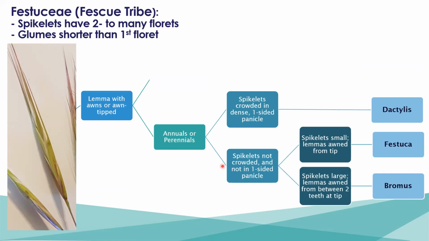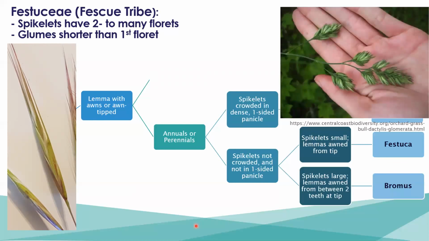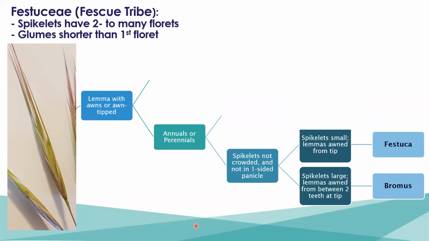All right, so now do we have spikelets crowded in a dense one-sided panicle, or are the spikelets not crowded and not in a one-sided panicle? That's kind of specific. What are they meaning? Well, this is what a crowded one-sided panicle looks like. It's definitely not what we have on the species on the left, so we're not going to go that way.